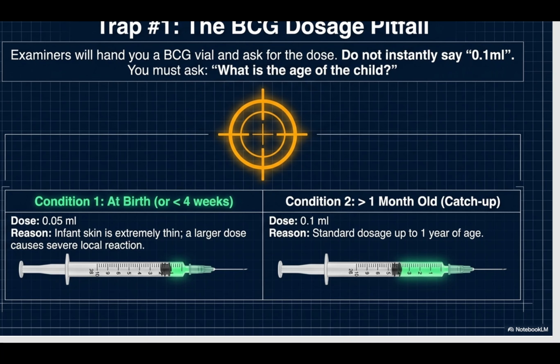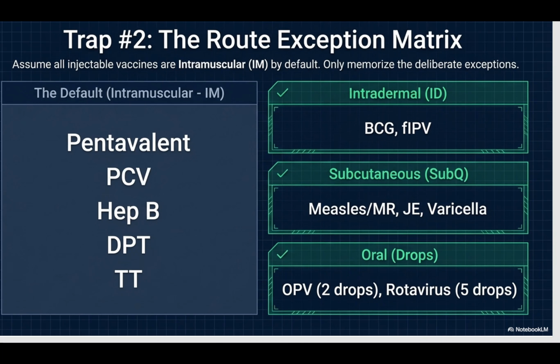Now, in BCG vaccine, often the students make a mistake of dose. Remember, below 4 weeks it is always 0.05 ml intradermal, and above 1 month it is 0.1 ml up to 1 year of age.